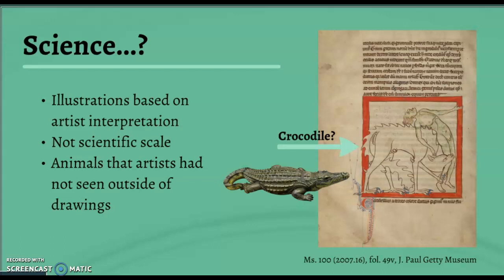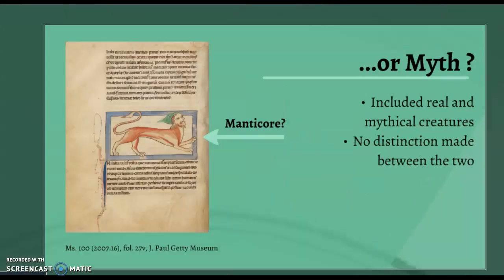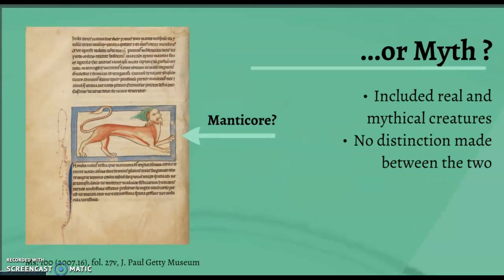As we can see here, the image of an actual crocodile versus the one that is drawn in the bestiary. The ridges on the back are correct, but the scale of the legs and the head are not. And mythical creatures were also included. Bestiaries did not make distinctions between real or mythical creatures.